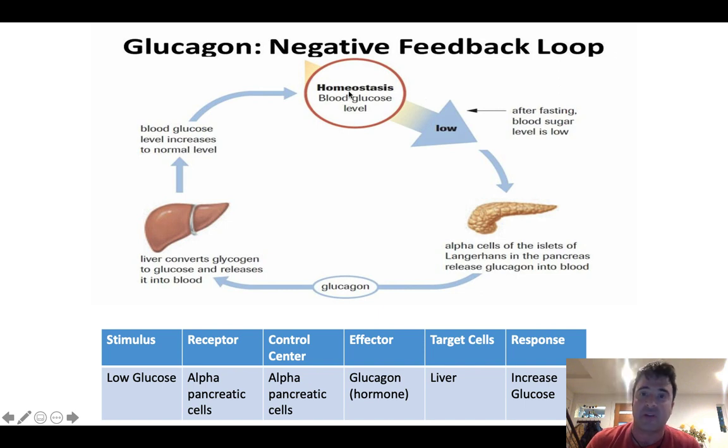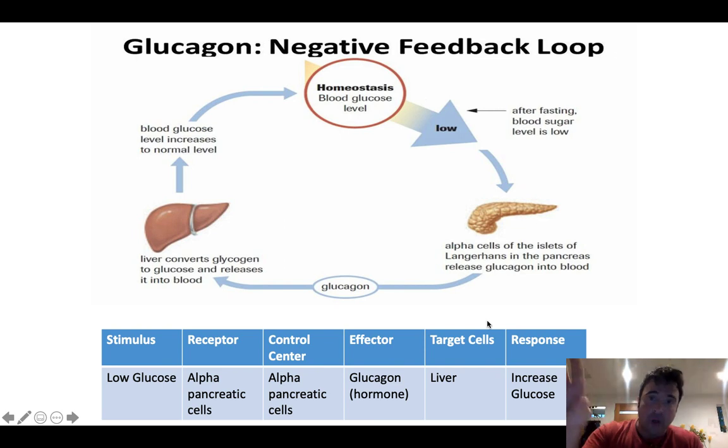And homeostasis is returned. Because the stimulus, which is a drop in blood glucose, and the response, which is an increase in blood glucose, are the opposite of one another, by definition, this is a negative feedback pathway. So when the response opposes the stimulus, or negates the stimulus, or is opposite of the stimulus, by definition, you're looking at negative feedback. And this is how you trace this pathway out.